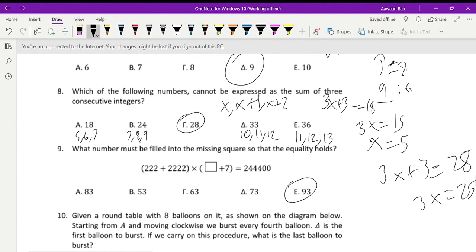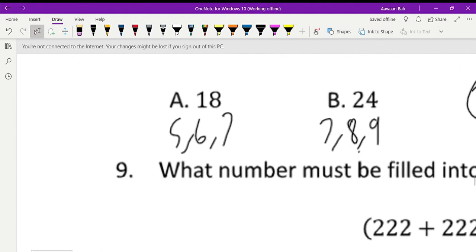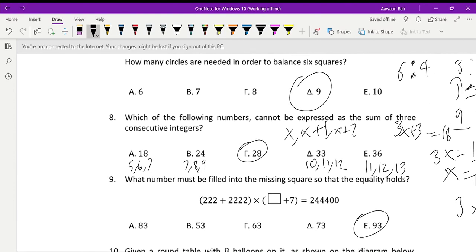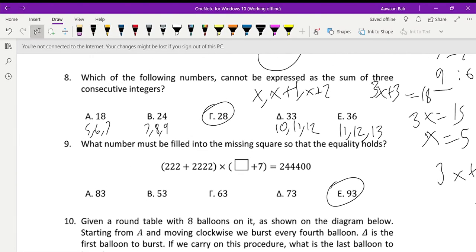I prefer the variable method because it is easier, because then you don't know what number x can be, which is basically the first number in the sequence. Like when we did 3x plus 3 is equal to 18, the first option, we got x is 5, and as you can see here, the first number here is 5. Makes sense, right? Perfect if that makes sense to you.